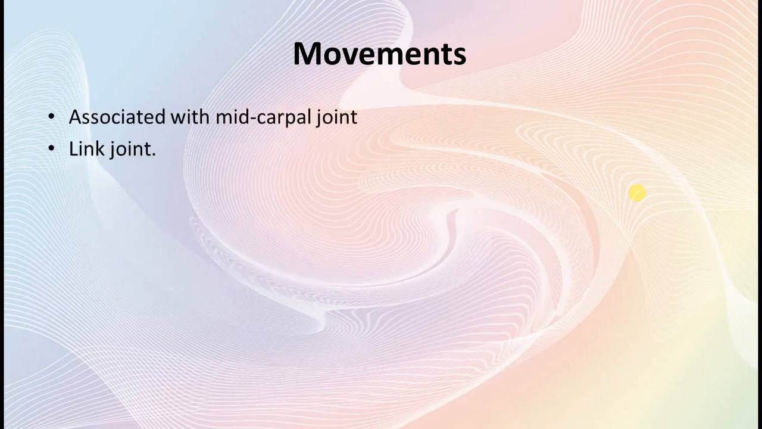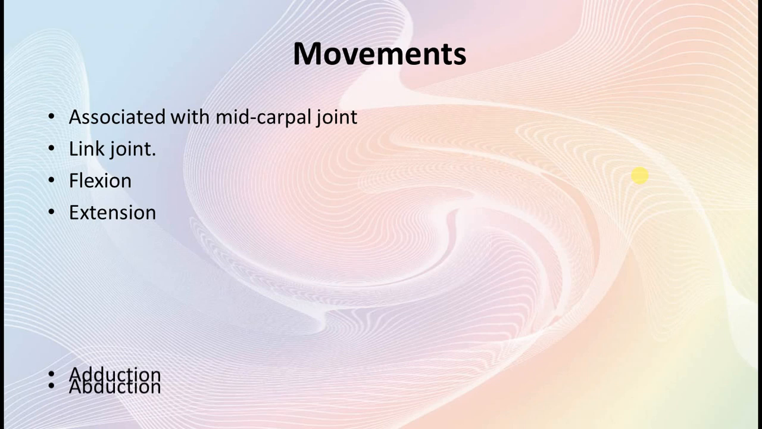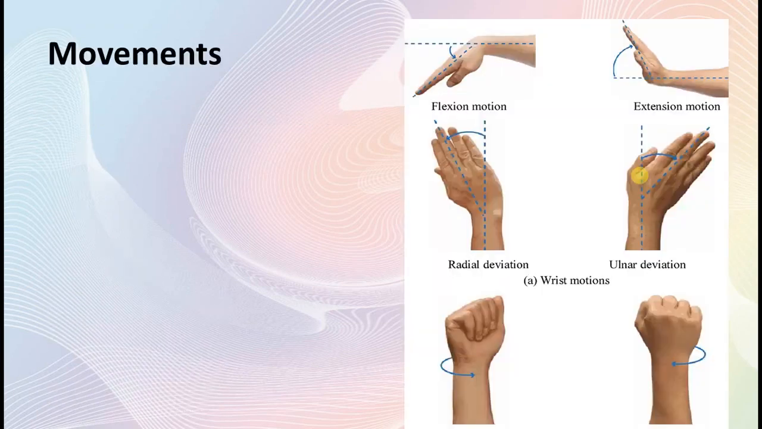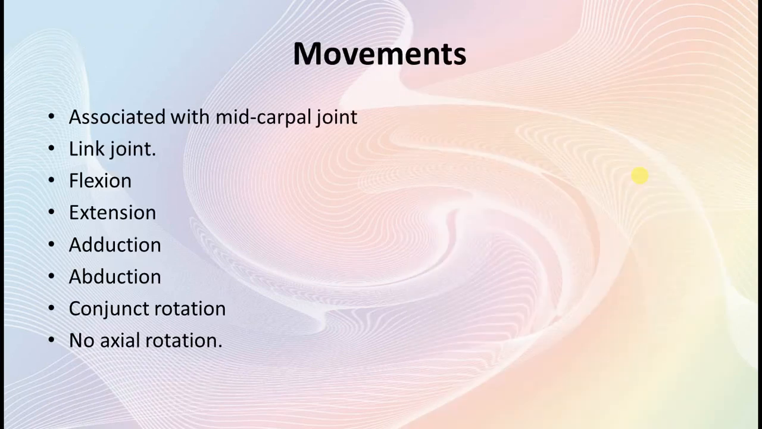The movements of the wrist joint. Now, coming to the movements of the wrist joint, it is associated with the mid-carpal joint. That means movements take place at the wrist, that is between the lower end of the radius and the triangular disc and the proximal row. So, that we call the wrist joint.